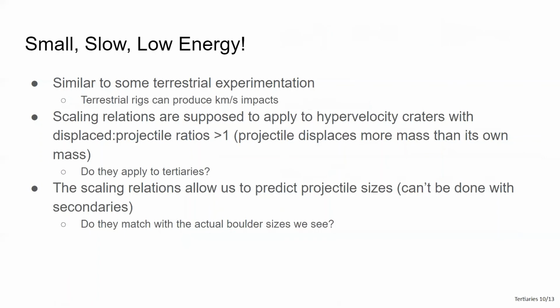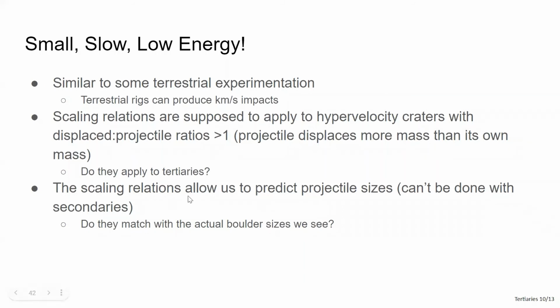So hopefully I've shown you that these tertiaries are small, slow, and low energy, which is similar to some terrestrial experimentation. Terrestrial rigs can produce several kilometers per second impacts, especially that vertical gun range. So we are squarely in terrestrial experimentation zone. In addition, I'm going to remind you that scaling relations are supposed to apply to hypervelocity craters with a displaced to projectile volume ratio of more than 1. So the projectile displaces more volume than its own volume. Well, does this actually apply to tertiaries, who are definitely not very large, very fast, very high energy impacts?